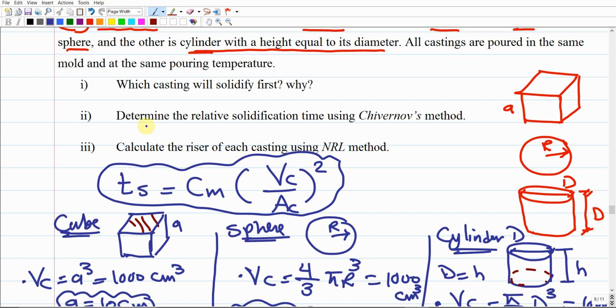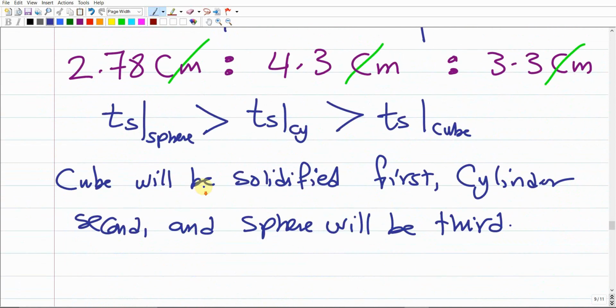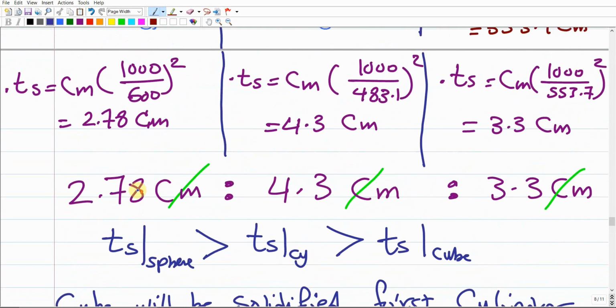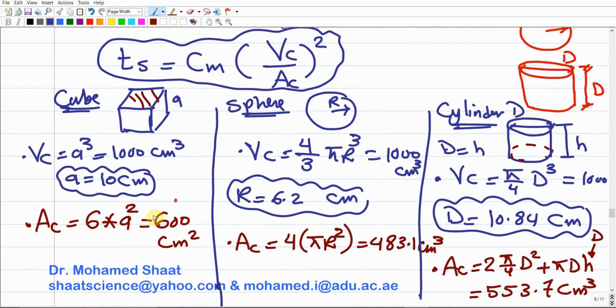in terms of solidification. Then it is required to determine the relative solidification time using the Chvorinov's method, and this is what we got here. This is the relative solidification time: the solidification time of the cube to the solidification time of the sphere to the solidification time of the cylinder, we got it. So this is for the second requirement, the relative solidification time.